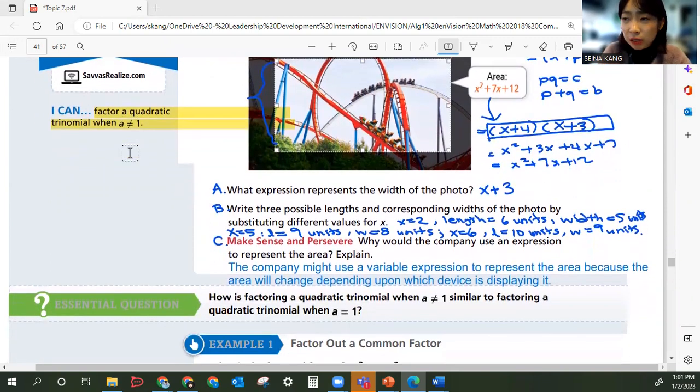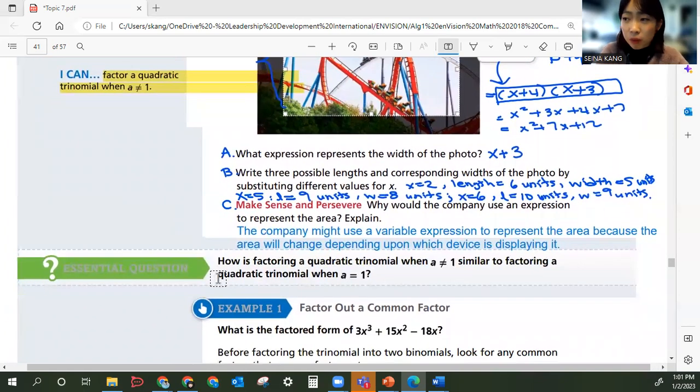So the lesson's essential question is, how is factoring a quadratic trinomial when a is not 1 similar to factoring a quadratic trinomial when a is equal to 1? So how is it similar? How is it different, right? Let's look at example 1.